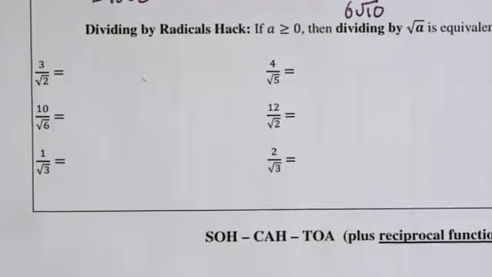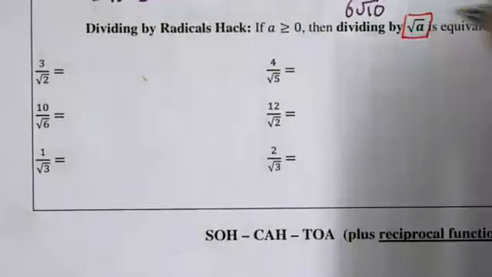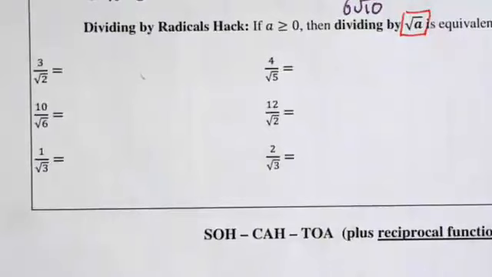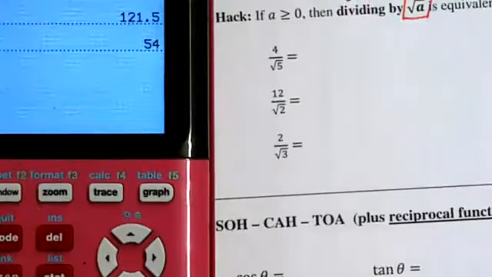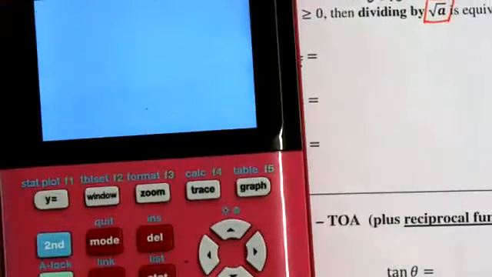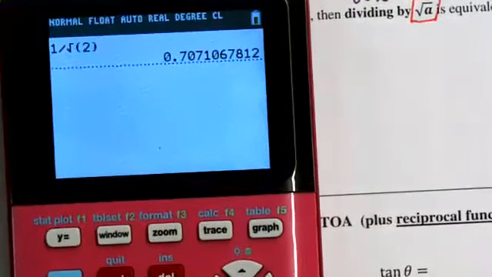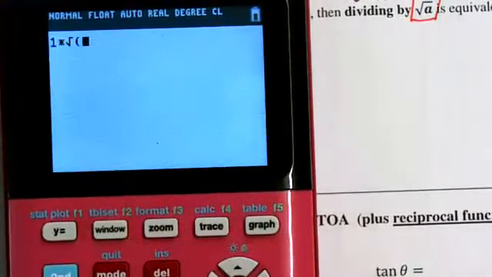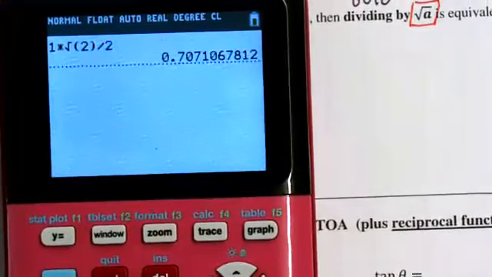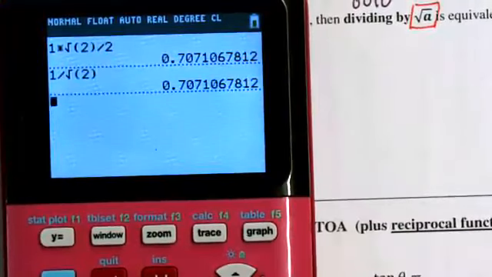You guys ready? Okay, it turns out that if you're dividing by some radical, that is the same as multiplying by that radical divided by the thing inside of it. Okay, here's what I mean. If I go 1 divided by the square root of 2, that is the same as 1 times the square root of 2 over 2. Same exact answer, and it always will be.